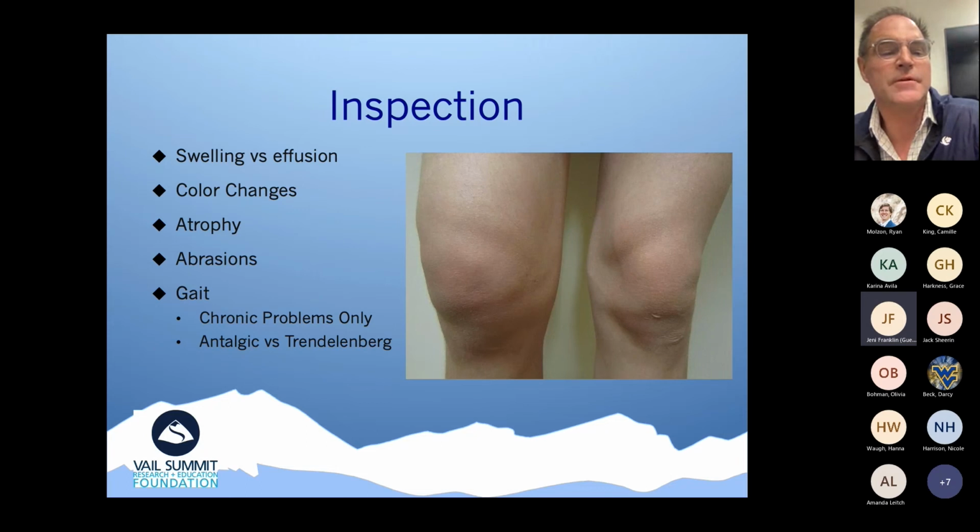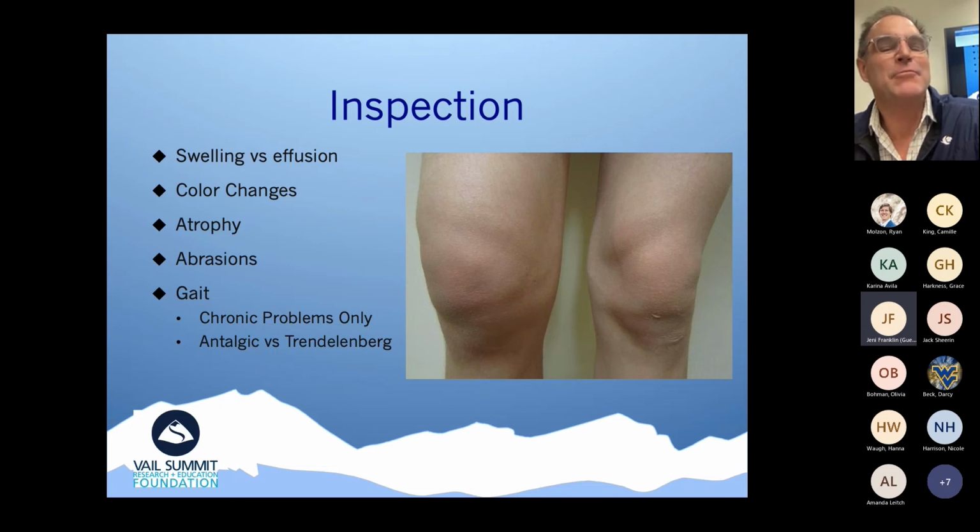Just real quickly, what is an antalgic gait? Yeah. What's an antalgic gait? It's an abnormality in the gait resulting from pain. Correct. What's a Trendelenburg gait? There's a much better way to describe it.